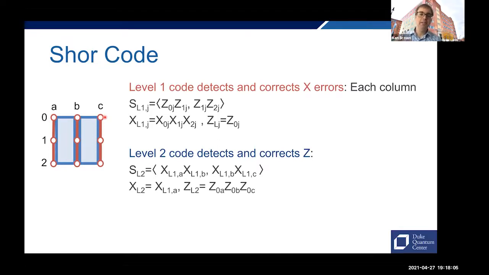So then to make the level two code, I switch my basis from a Z-type basis to an X-type basis. And then I replace the physical Z Pauli operator with the logical X Pauli operator of the level one code.